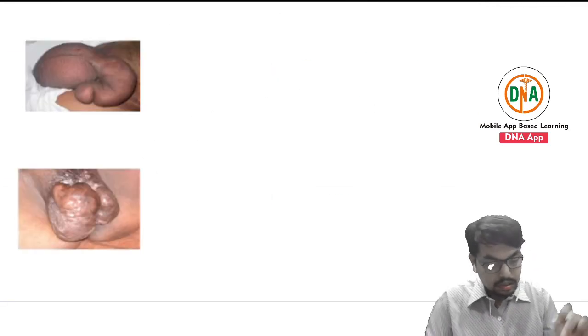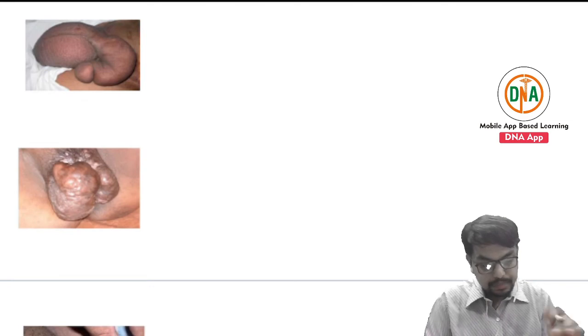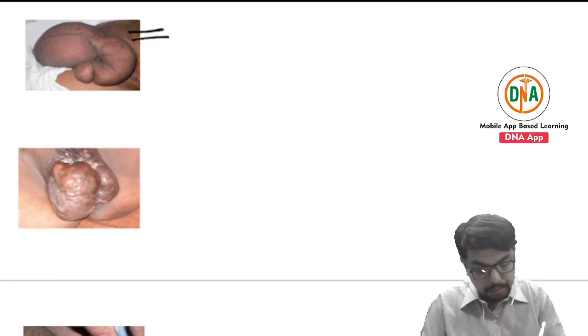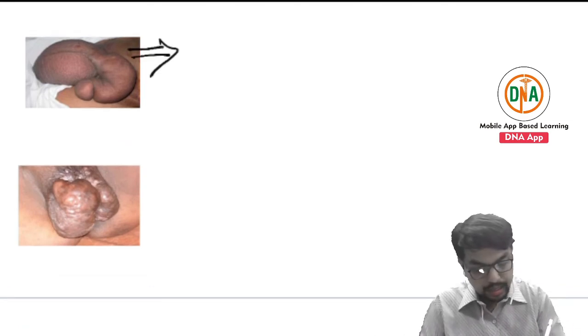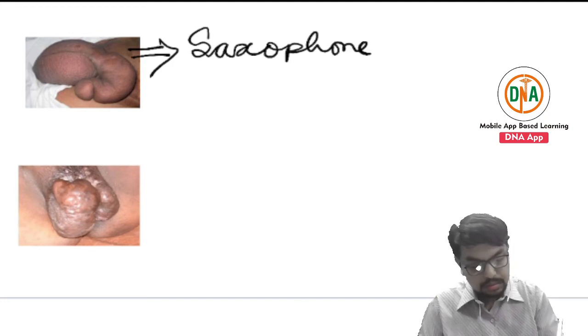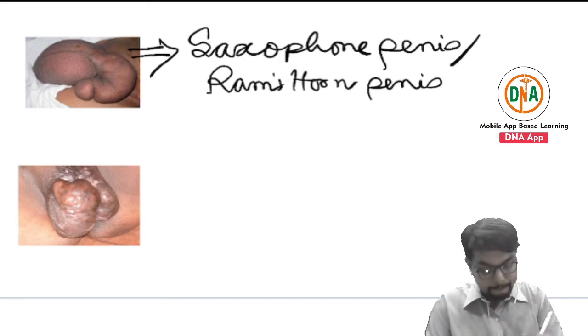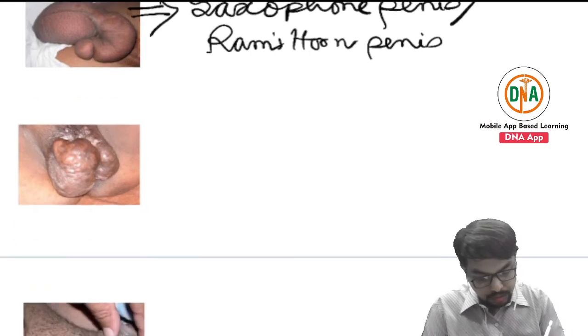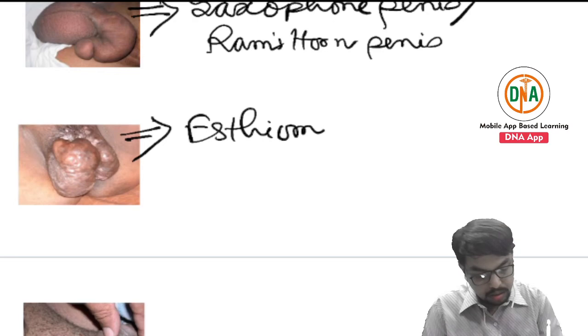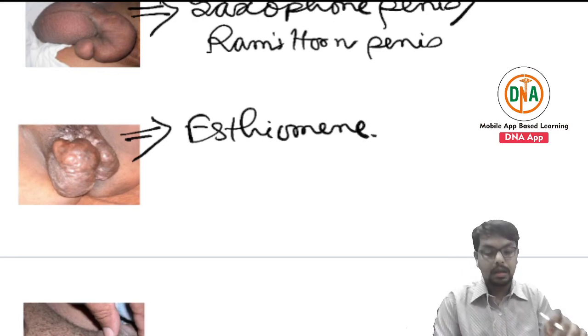Now this lesion also has a special name. This is seen in male patients. This is known as saxophone penis or ram's horn penis. In women, what we get is esthiomene.